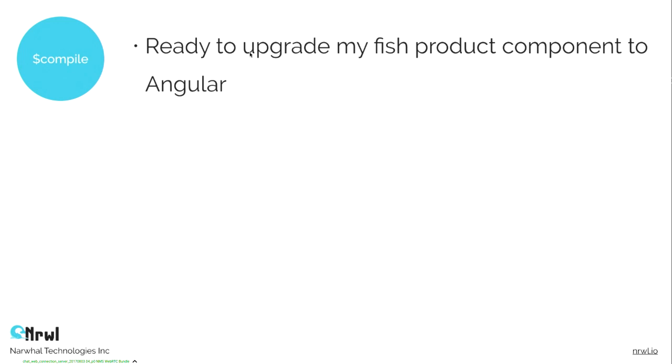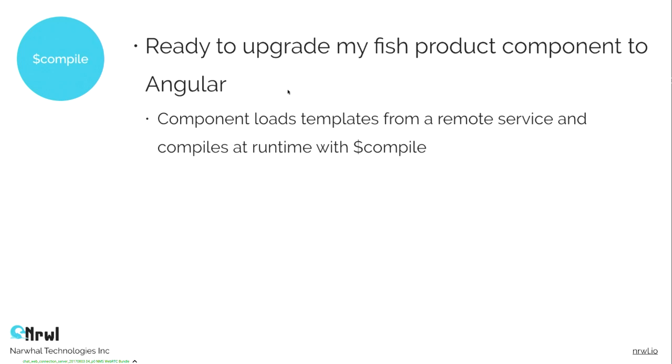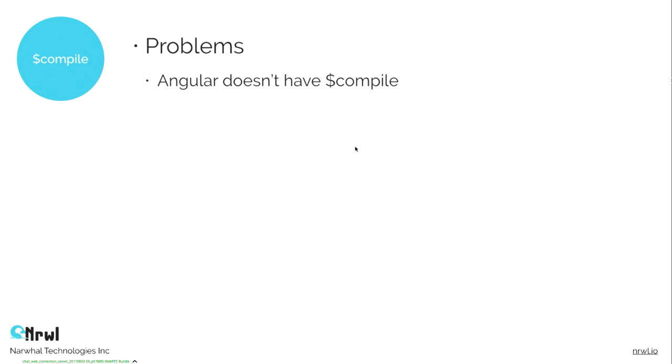So I have my fish product component that shows the fish I can buy, which is mostly halibut. And then I want to upgrade it to Angular. So I've got this special thing. I want to be able to change the template on the fly. So I actually load the template from a service that will make it look nice based on whatever time of day it is, and then compile it dynamically using $compile. But there's some problems with this.